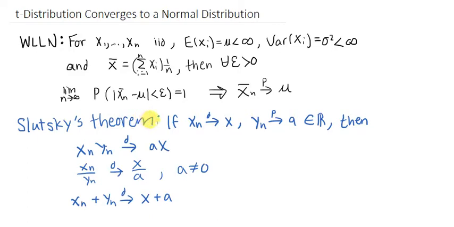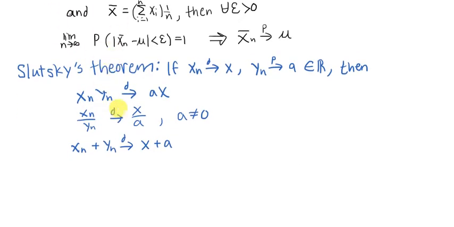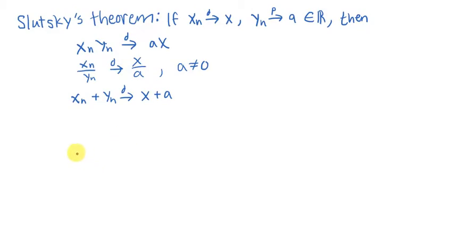Now to do this proof, we're going to need to call upon the weak law of large numbers and Slutsky's theorem. So I went ahead and wrote out these properties before we got started. The other thing we're going to need to know is how the t-distribution is constructed.